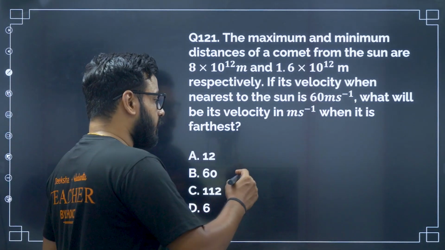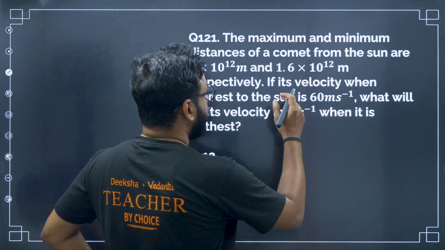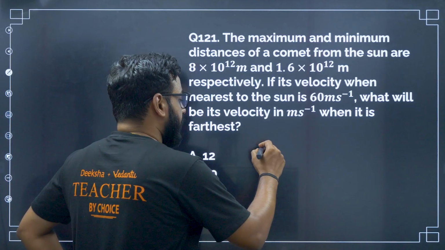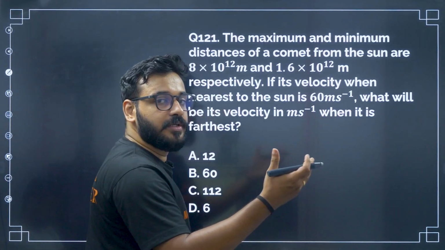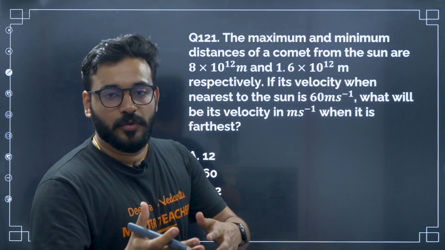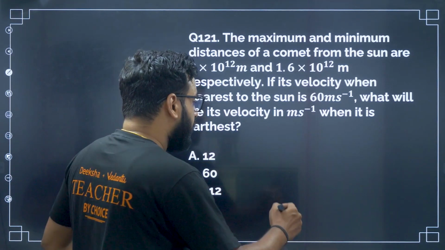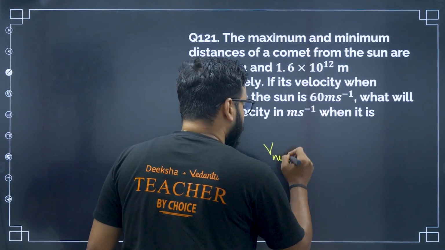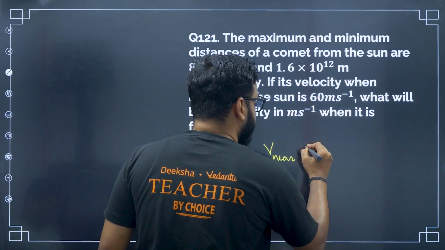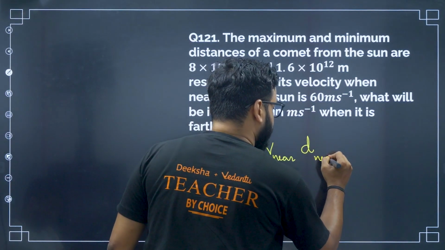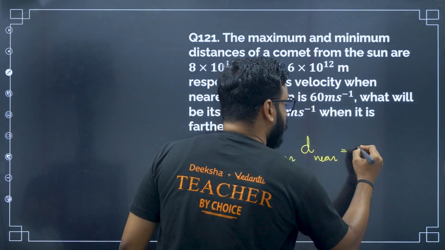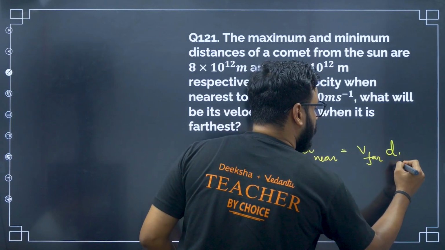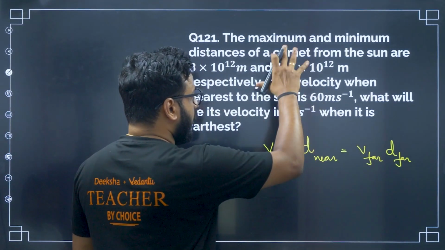What is the angular momentum formula? In angular momentum, mvr is constant. So m1 v1 r1 is equal to m2 v2 r2. The mass is constant, so let's leave that away. We can write simply the velocity at the nearest point into the distance of the nearest point is equal to the velocity at the farthest point into the distance of the farthest point. Now let's fill in all the details.